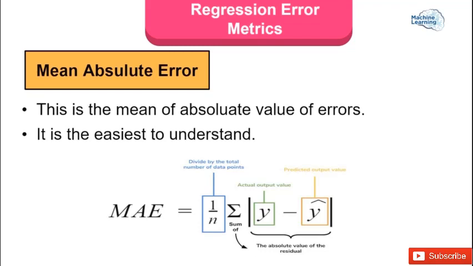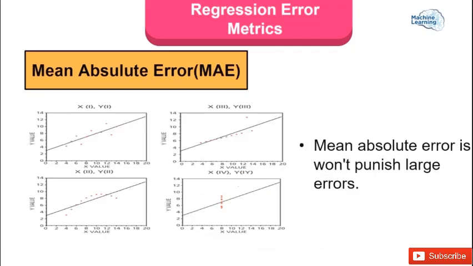You just get the differences between your prediction and the true label, take the absolute value of that, and then get the average of all of your predictions. Now, there is an issue with mean absolute error: it won't punish large errors.